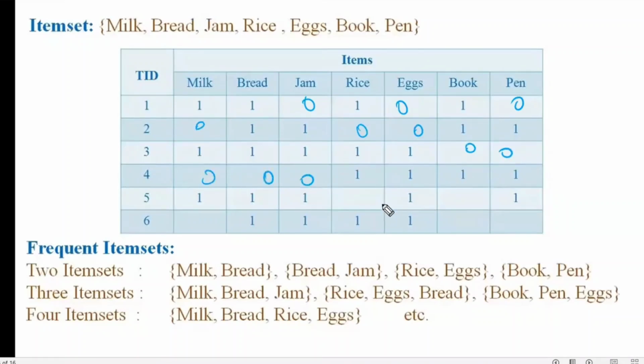Whichever item is available, I consider it as 1. The remaining other items I consider as 0. Right? Now, first, I'm going to take the frequent items out of the first two items.